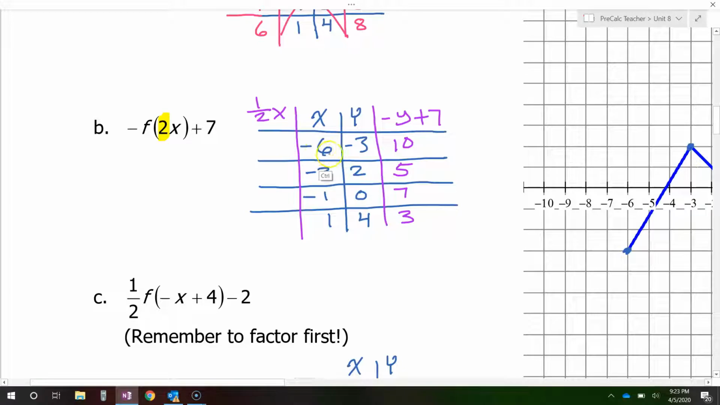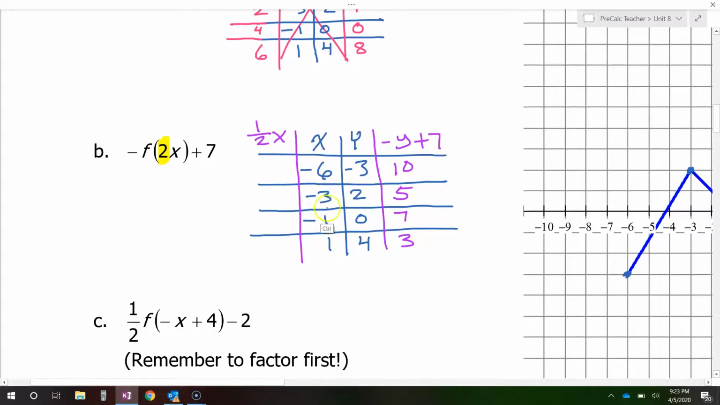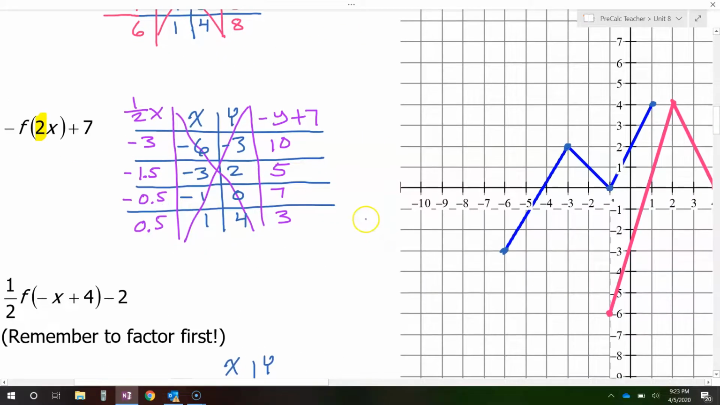So if I do that, take half of all of these numbers, then that's going to give us negative 3, negative 1.5, negative 0.5, and positive 0.5. So you can forget about the original x and y value. The purple ones are going to be the ones that count now.